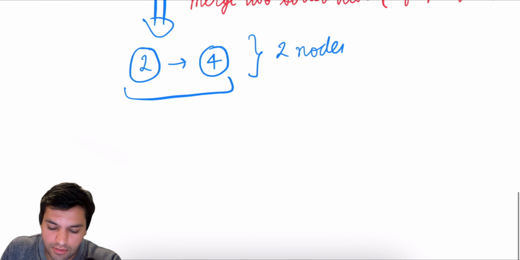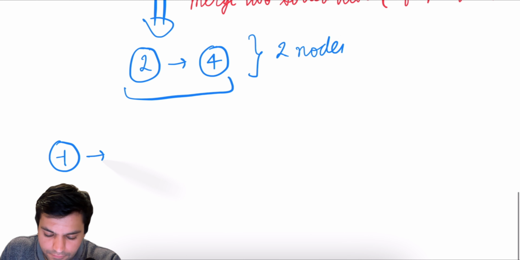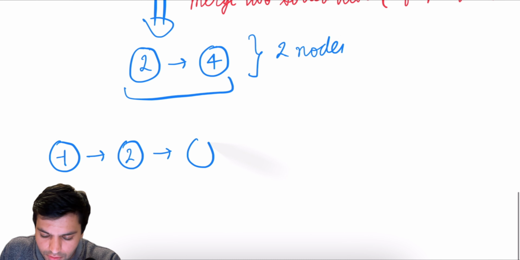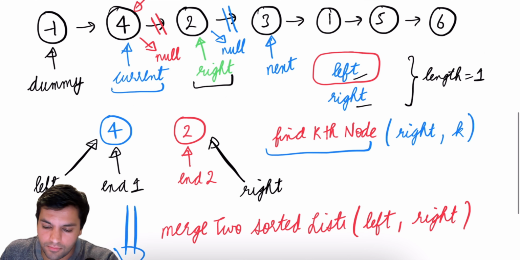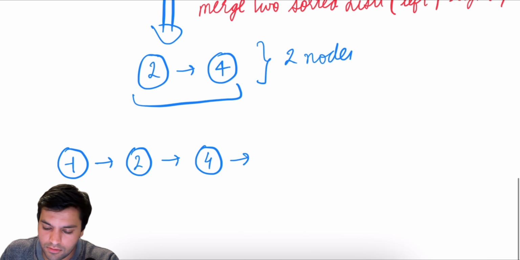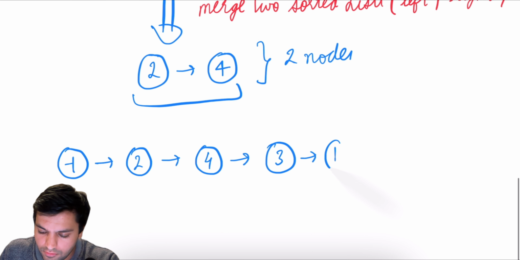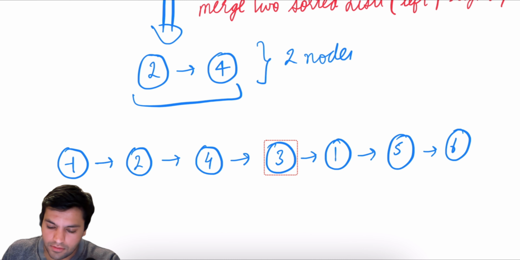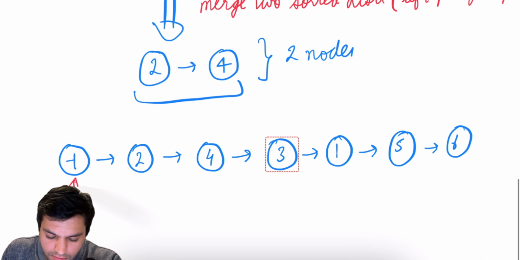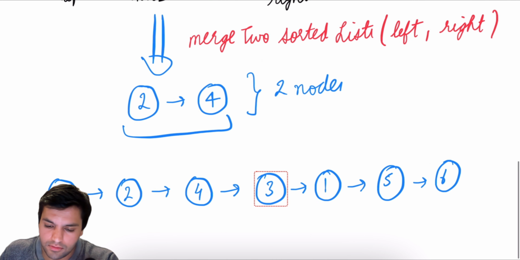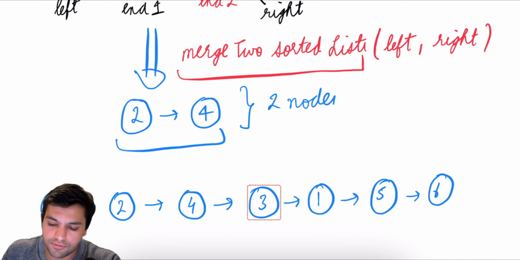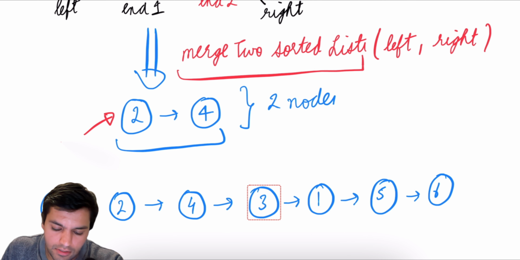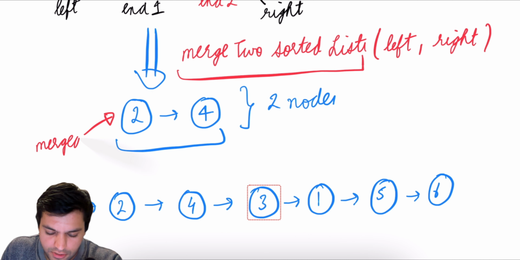To connect that, it's going to look something like this: 2 and 4, and then 3, 1, 5, 6. Then I have 3, 1, 5, and 6. And initially this was previous. So my merge two sorted list function is going to return the head of the sorted overall linked list. So let me call this merged.